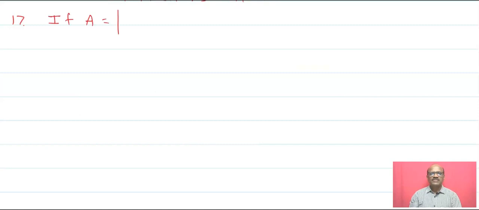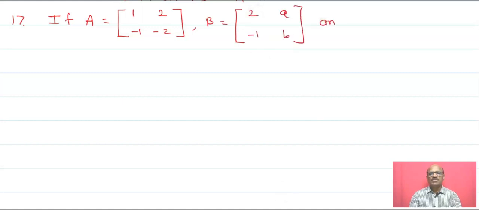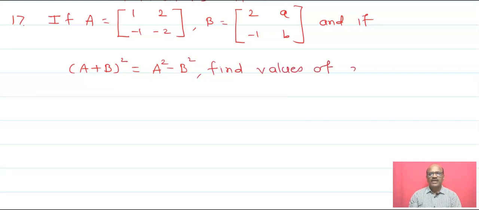Now next question number 17. If A is equal to 1, 2, minus 1, minus 2, B is equal to 2A minus 1B, and if A plus B bracket square is equal to A square minus B square, find values of A and B.